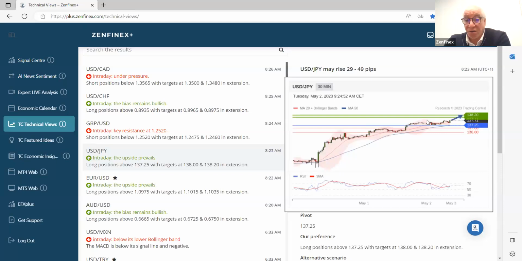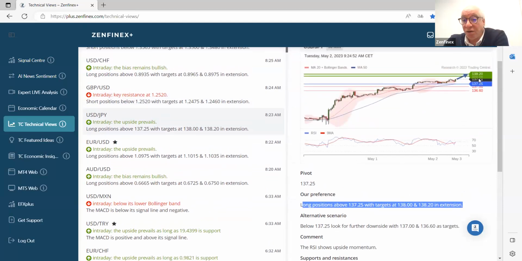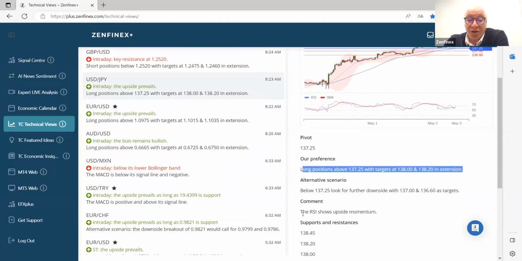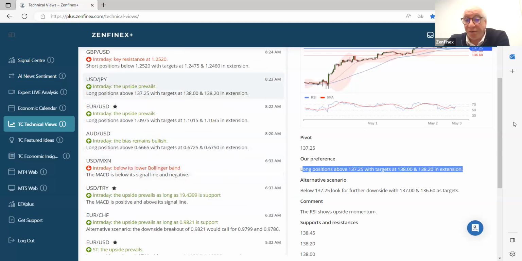USD JPY, so it's been going in an upward momentum, long position above 37.25. So it's giving you where to get in, where some targets are, and alternatives. If it goes below a certain level, then you'll be looking for a downside trade. So they're seeing 37.25 as a key area. Buy above, sell below. And the reason for it is an RSI upward momentum. Obviously, for the short scenario, it'd be a reversal trade. So this is a pretty cool tool that you can subscribe to. It's absolutely free, as I've said many times.